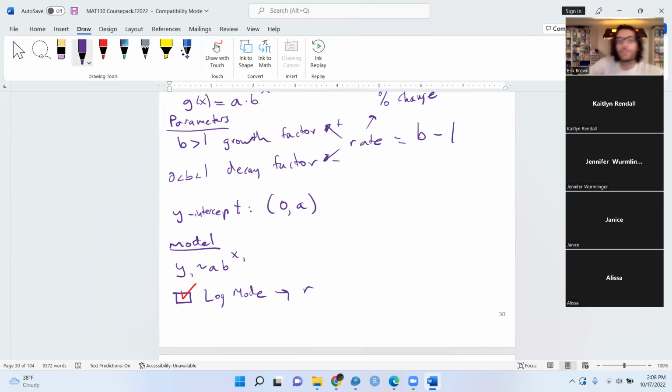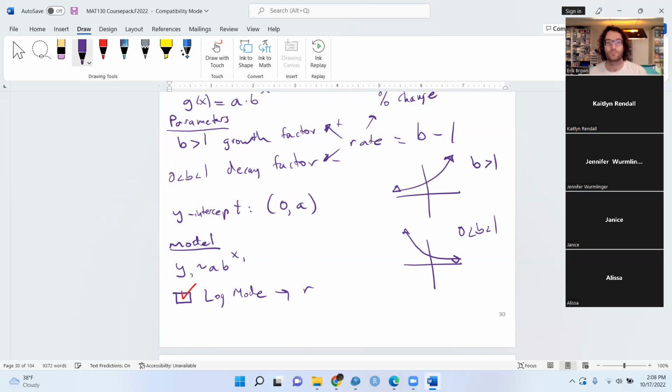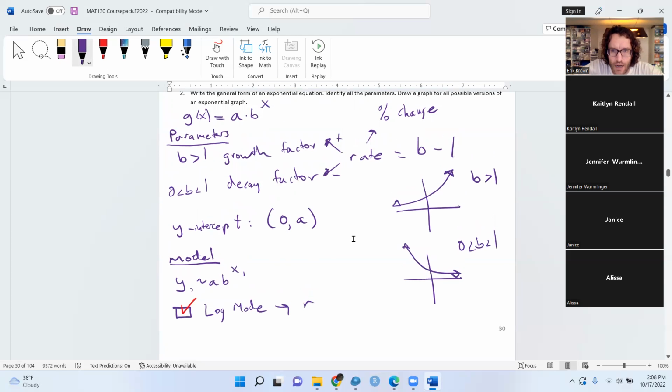So I'll just do that and I'll put R. There are 2 graphs. This is the growth shape of the graph for b greater than 1. And this is the decay shape of the graph for b between 0 and 1. And that's really everything you need to know for the exponential models.